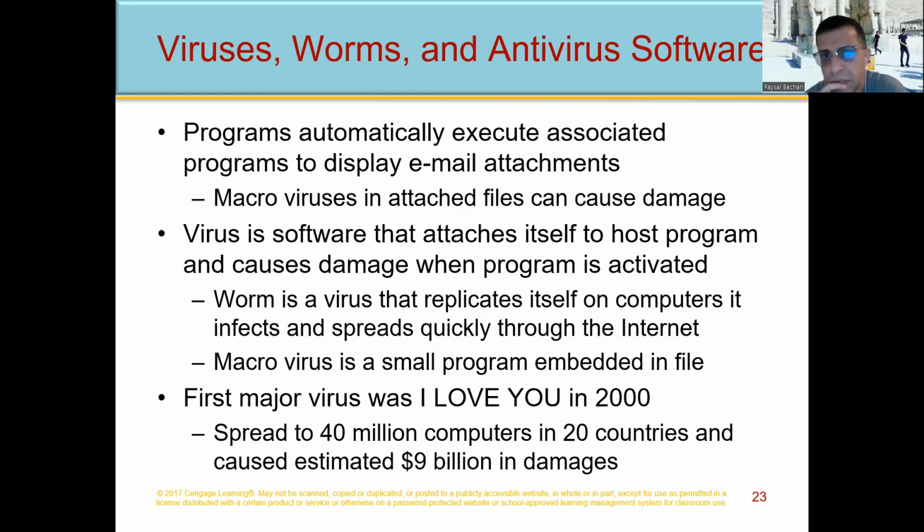To stop all these threats, we have viruses and antiviruses for them. So we have viruses, worms, and then you have antivirus software. Programs automatically execute associated programs to display email attachments. So we click on the attachment and a program runs. Macroviruses are attached to files and can cause damage. These days, there are other viruses where you don't even need to execute or open it. It works especially on mobiles.